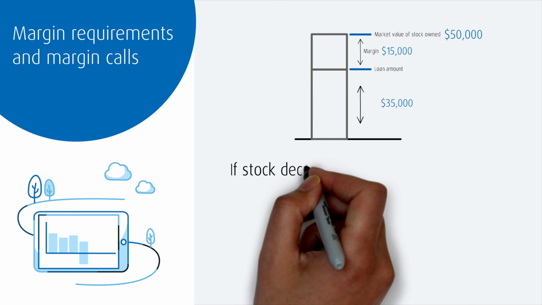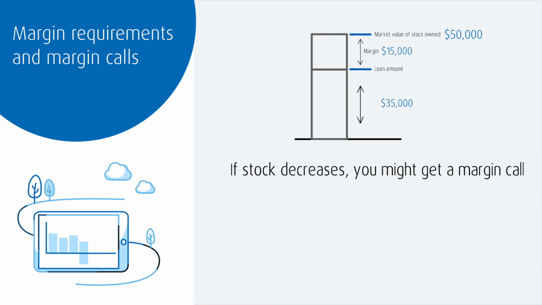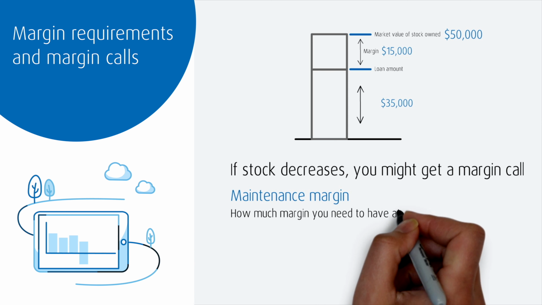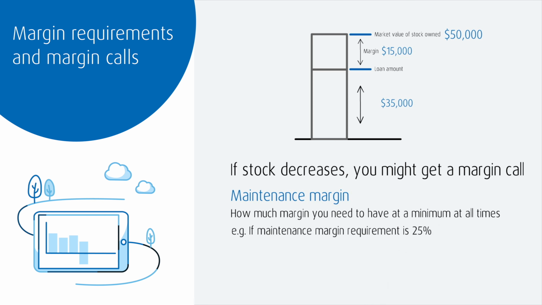If the value of the stock decreases, you might run into the risk of a margin call. The maintenance margin requirement tells you how much margin you need to have at a minimum at all times. If the maintenance margin requirement is 25%, then if stock XYZ falls in price from $50 to $40, the total position value has also fallen from $50,000 to $40,000.